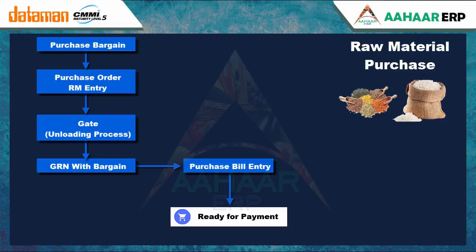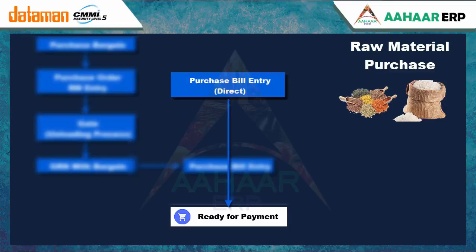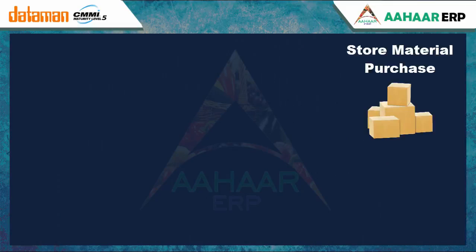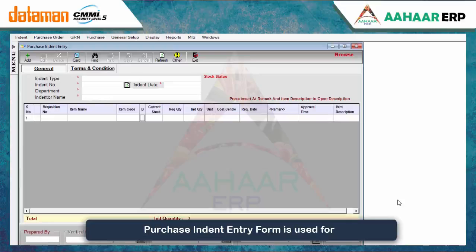If you want to prepare bill directly, without any reference of purchase order and GRN, you can do this using purchase bill entry direct. When we need to purchase store material, we start with indent entry. Click on indent entry. Purchase indent entry form is used for purchasing store material.